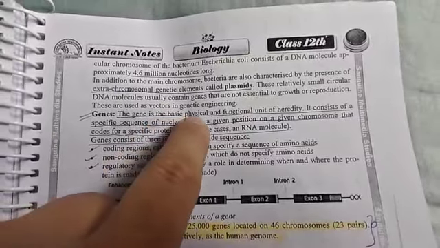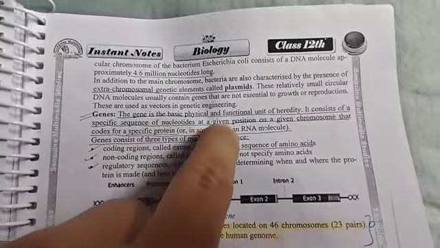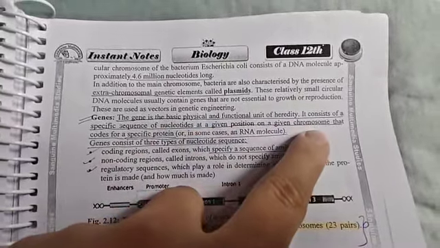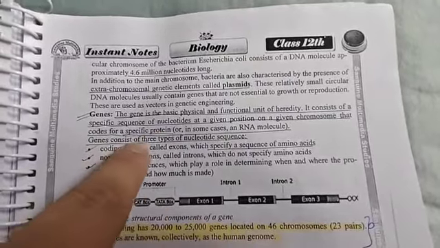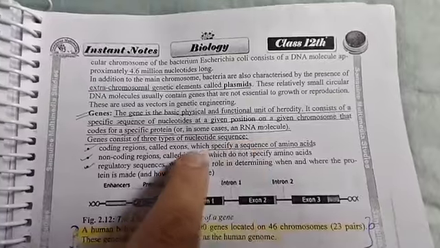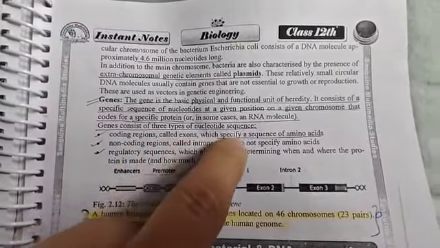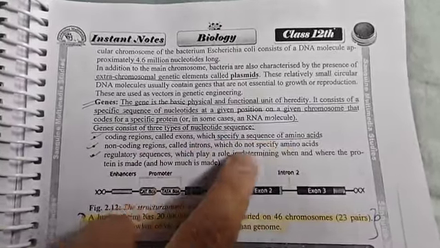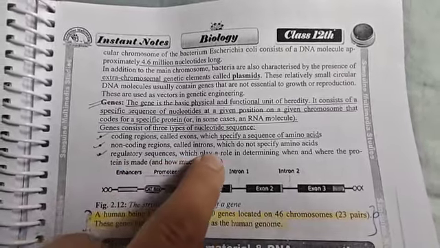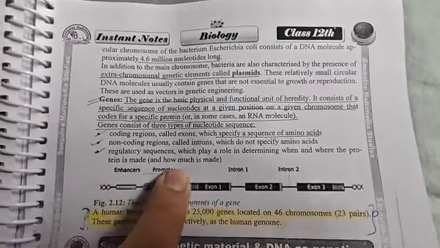Genes. The gene is the basic physical and functional unit of heredity. It consists of a specific sequence of nucleotides at a given position on a given chromosome that codes for a specific protein. Genes consist of three types of nucleotide sequence. Coding regions called exons, which specify the sequence of amino acids. Non-coding regions called introns, which do not specify amino acids. Regulatory sequences, which play a role in determining when and where the protein is made and how much is made.